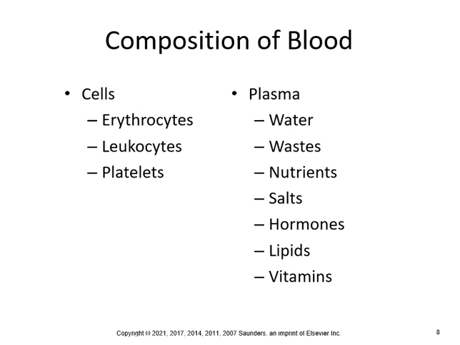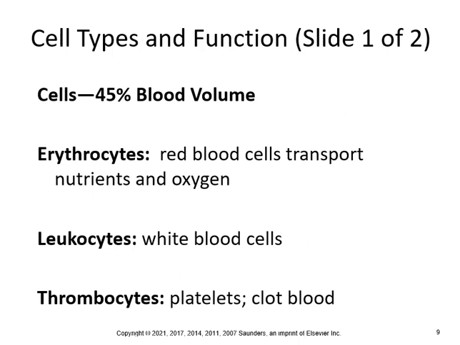The cells of the blood are erythrocytes, which are red blood cells, leukocytes, which are white blood cells, and platelets. You also have plasma, which is mostly water, waste, nutrients, salts, hormones, lipids, and vitamins. And cells are 45% blood volume. Erythrocytes, red blood cells, transport nutrients and oxygen. Leukocytes are white blood cells. Thrombocytes are platelets that clot the blood.